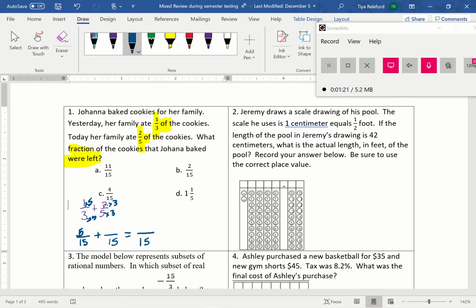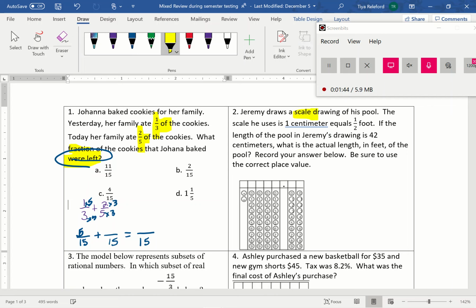Now, this is how many were eaten. If you ate 11/15, how many were left? So you're going to have to subtract. Or just think about it. If you ate 11, how many are left if you had 15?